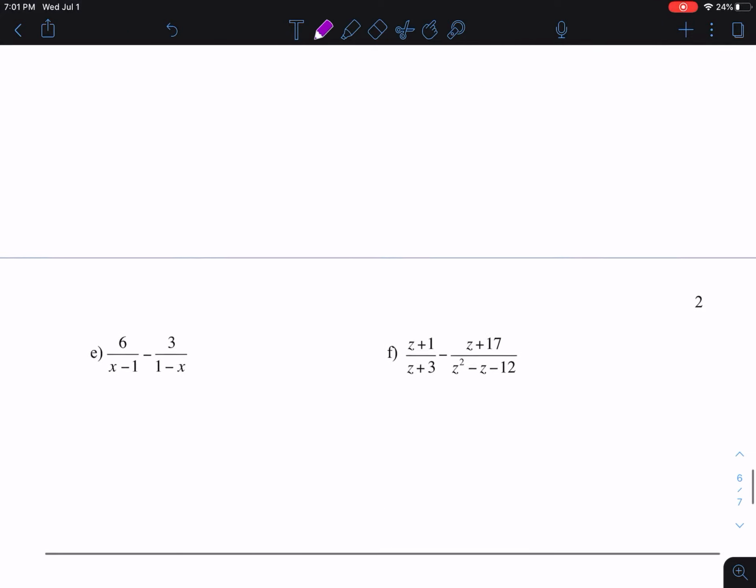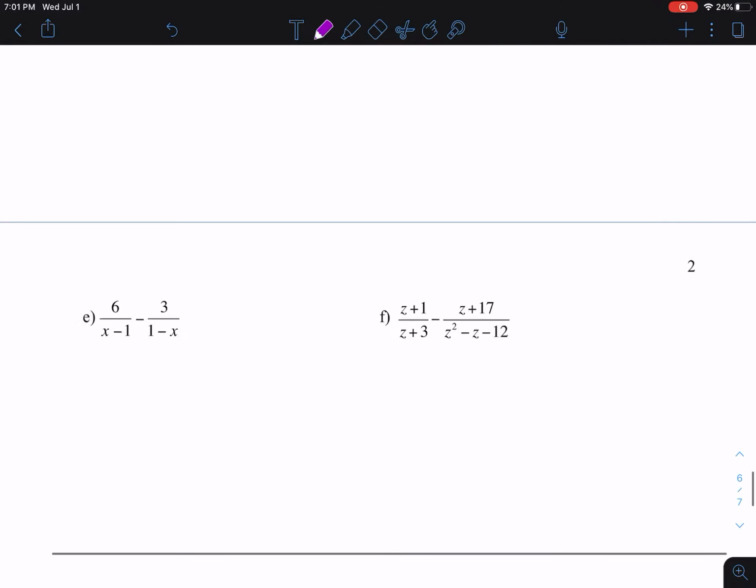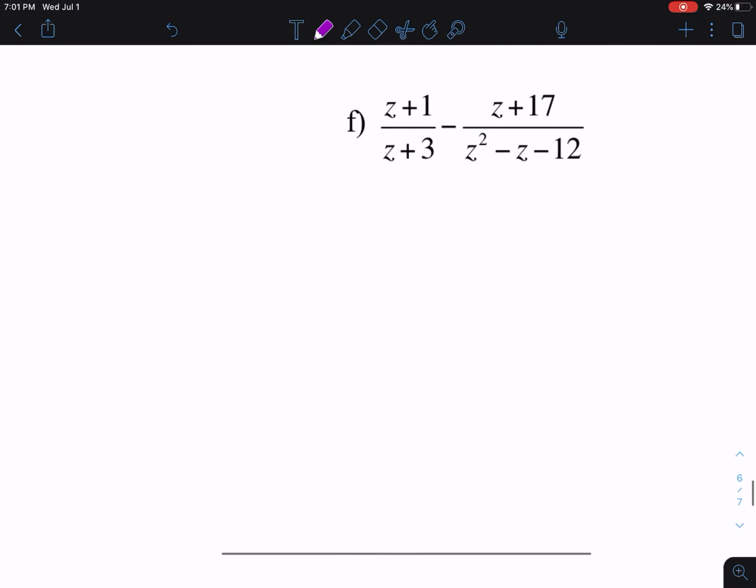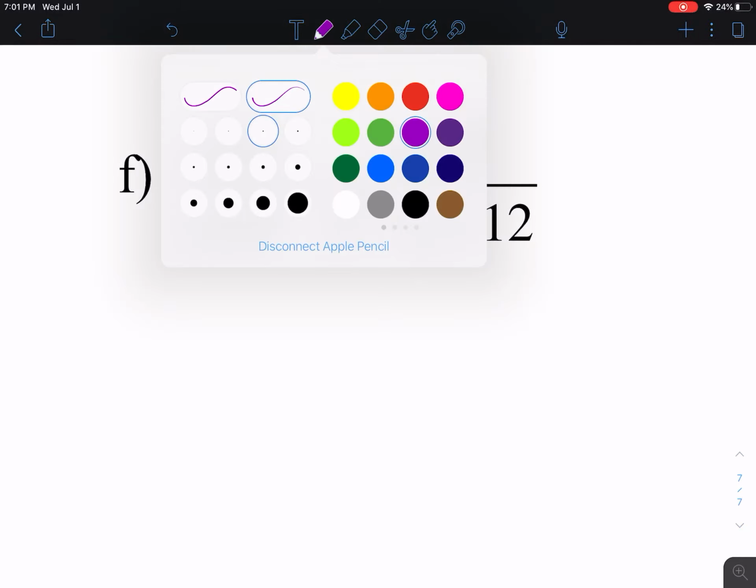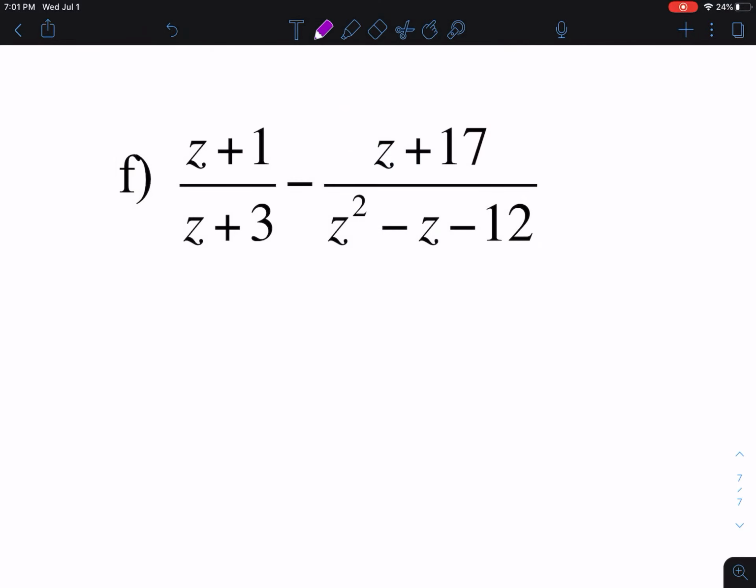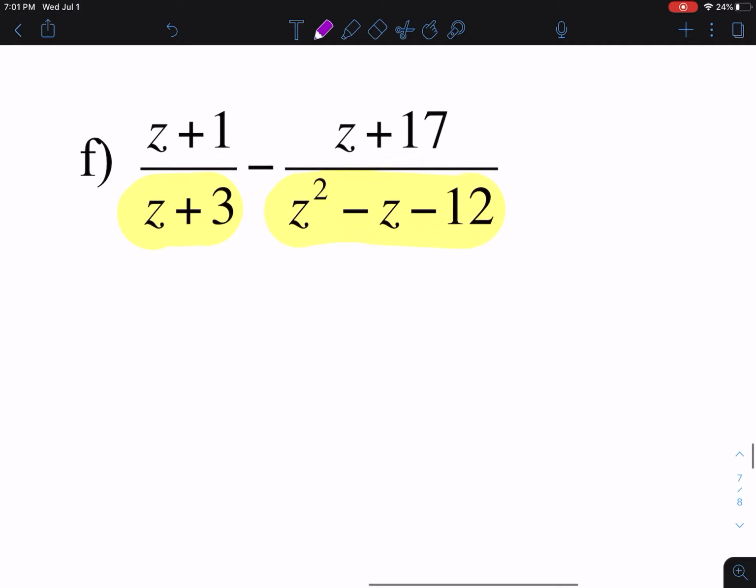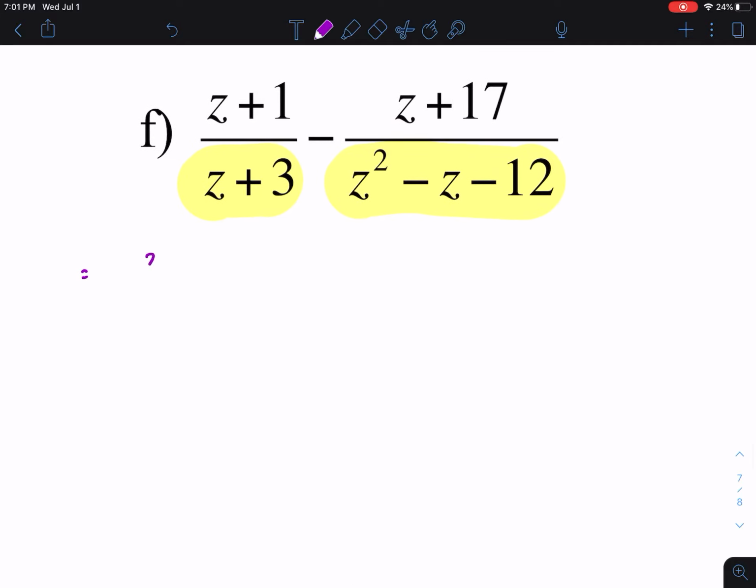All right, so let's do one with a binomial and trinomial denominator, something like this here. So z plus 3, and z squared minus z minus 12. They're not the same, so we have to make them the same or find the LCM that works for both of them. Usually we'll start with factoring these out first. Z plus 3 doesn't factor further, but z squared minus z minus 12 can factor, so that becomes z minus 4 times z plus 3.